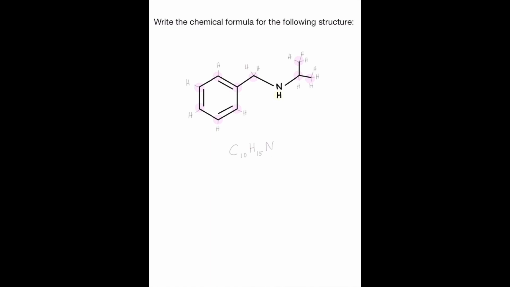Practice writing the chemical formula for the following structure. First, let's highlight all of our carbon atoms in pink. The first part of our chemical formula will be C10, and now we need to determine the number of hydrogens. We need to draw in all hydrogen atoms that are not part of the backbone. Let's make sure that all of our carbons have a total of 4 bonds.